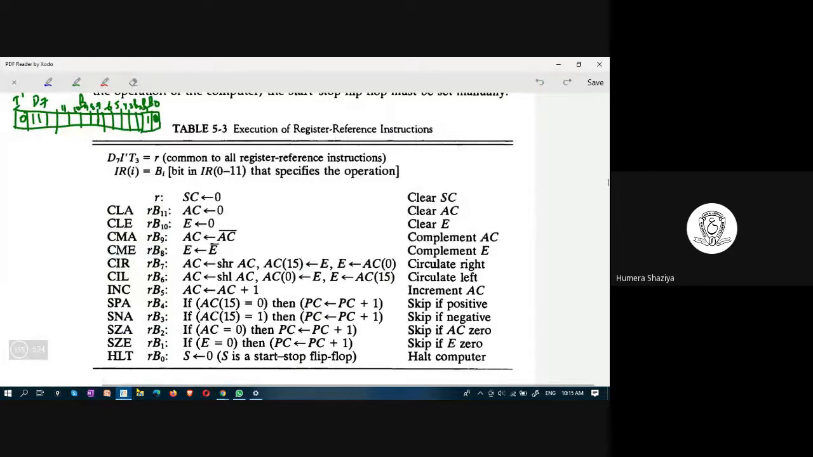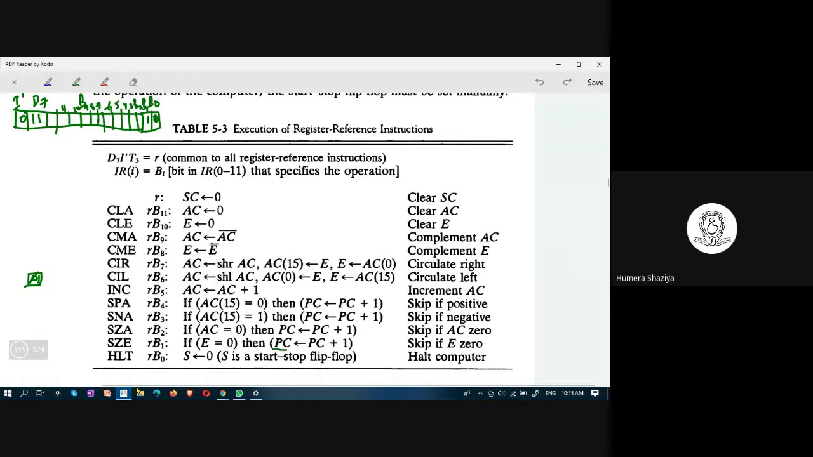SZE, R is D7 I dash T3 B1. How do you determine that? Skip if E is 0. What does this mean? If E is equal to 0, you have to check the bit. This flip-flop is there. In the flip-flop, you will find a bit. It can be 0 bit or it can be 1 bit. There is a check performed. If E is equal to 0, then PC equals PC plus 1.